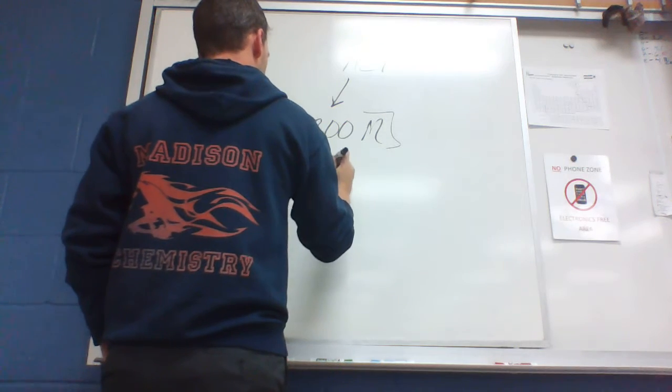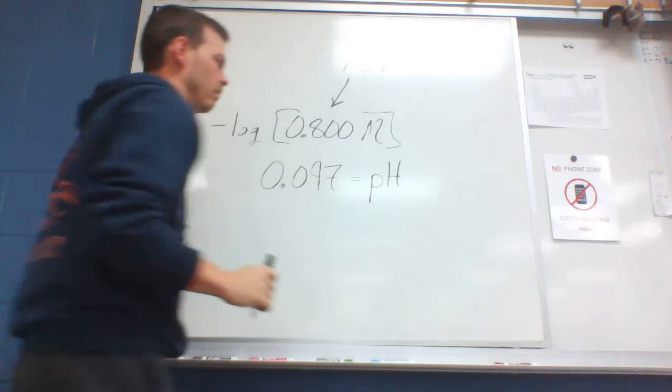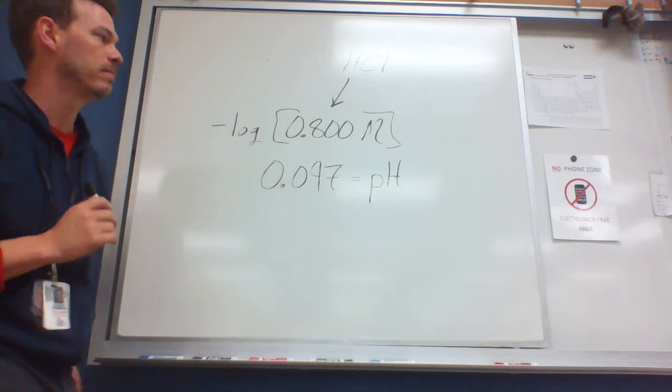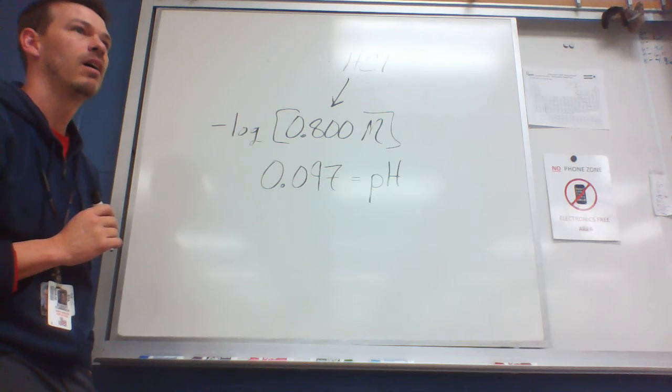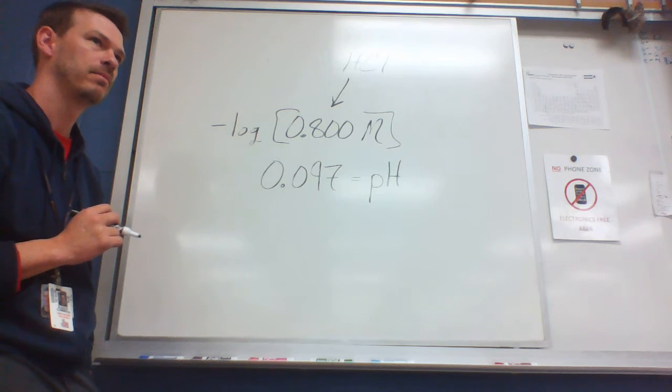I get 0.097 for the pH. Yep, 1, 2, 3. In a pH calculation, all digits to the right of the decimal are significant.